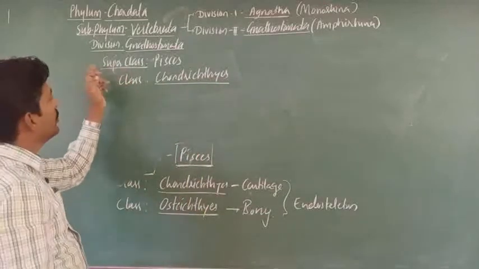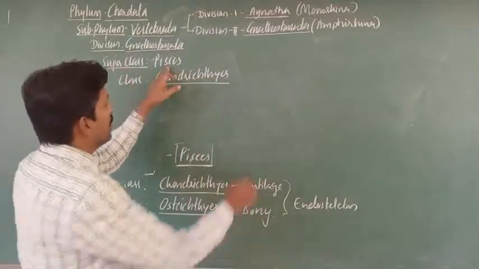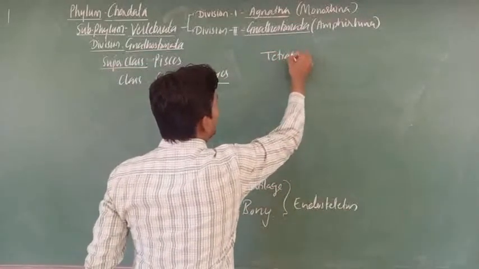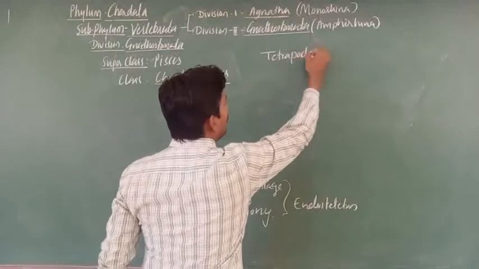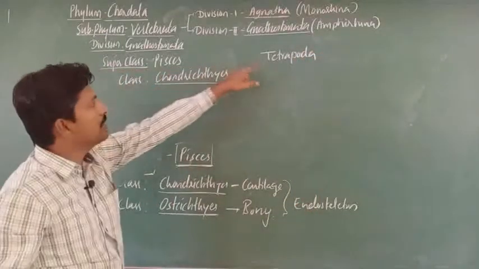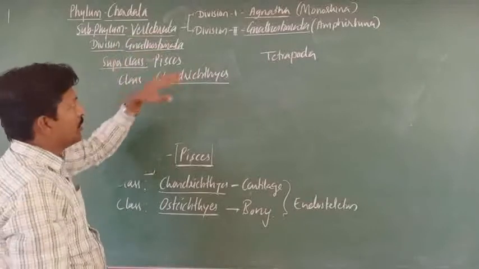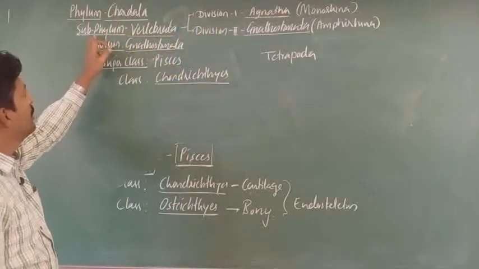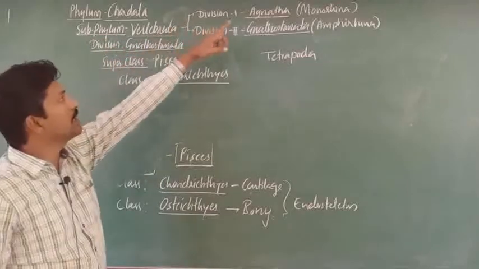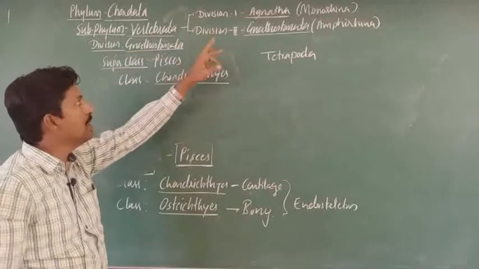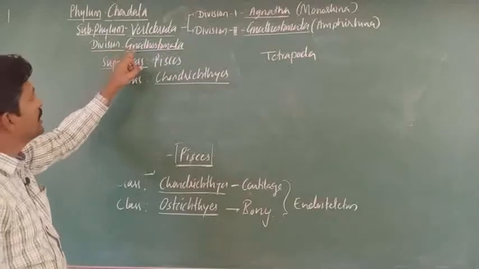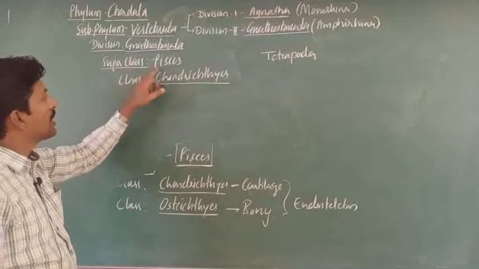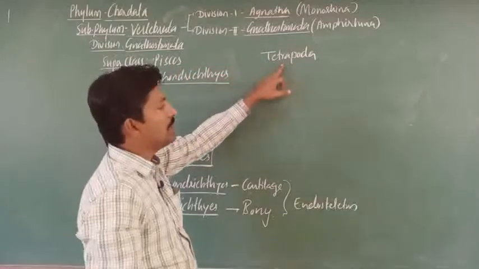Otherwise you may start here with Pisces, which I have taken; one more is Tetrapoda, at the superclass level, and the remaining is the same. So these are the two divisions we leave. First Chordata, that is the phylum, Vertebrata, the subphylum. We already studied Gnathostomata in the previous video. Next the division Gnathostomata. In this division there are two superclasses: one superclass is Pisces, another superclass is Tetrapoda.